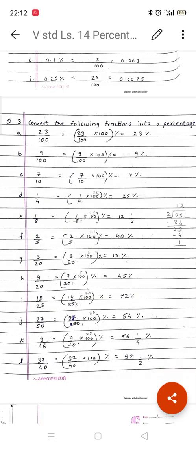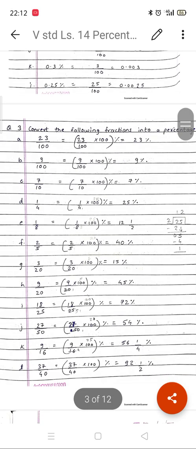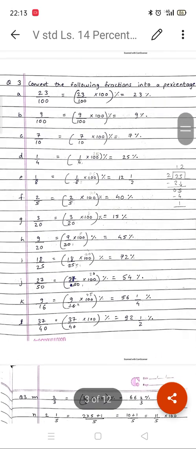Question number 3. Convert the following fractions into percentage. So, 23 divided by 100. Now to convert the given fraction into percent, we will multiply the given fraction by 100. So 23 upon 100 into 100. 100 will get cancelled and we'll get 23%. B, C and D are similar.